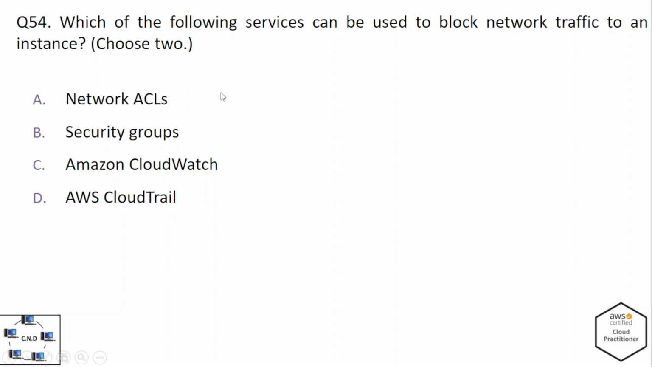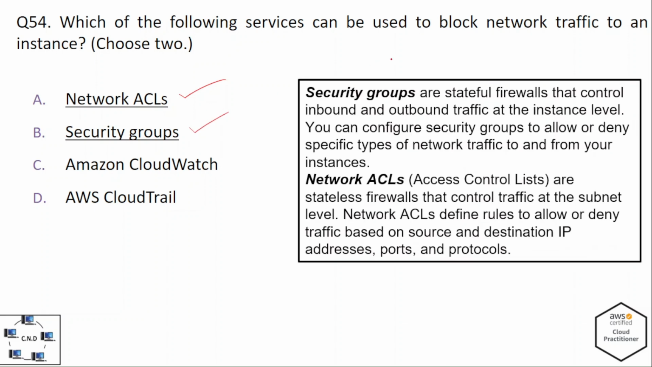So the first answer is network access control list, that is network ACLs, and the second correct option is the security groups. So using these two services or options, we can block or allow traffic to an AWS instance. Security groups are a stateful firewall that controls inbound and outbound traffic at the instance level. You can configure security groups to allow or deny specific types of network traffic to and from your instance.